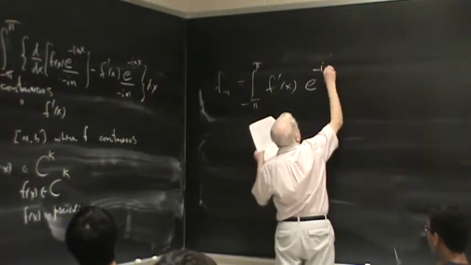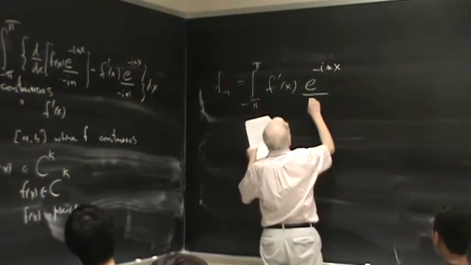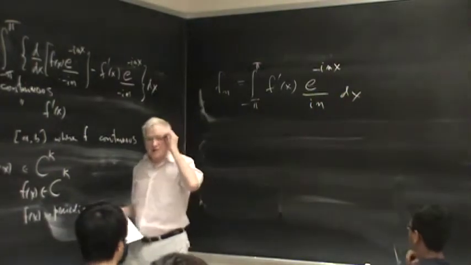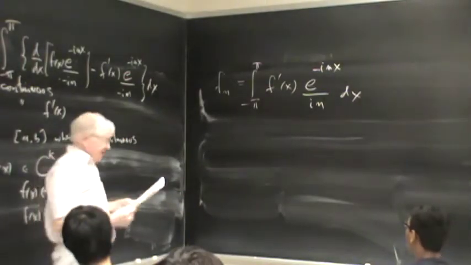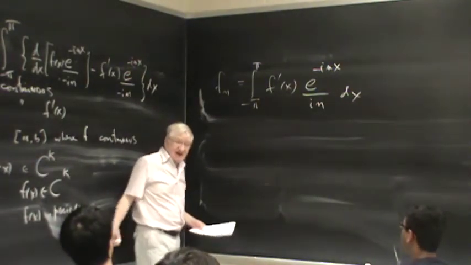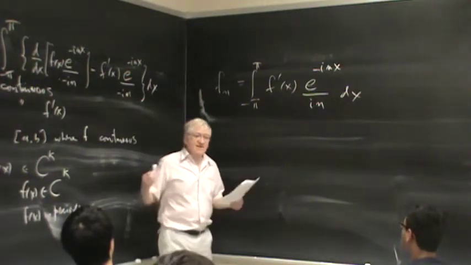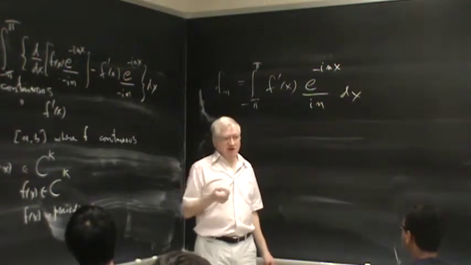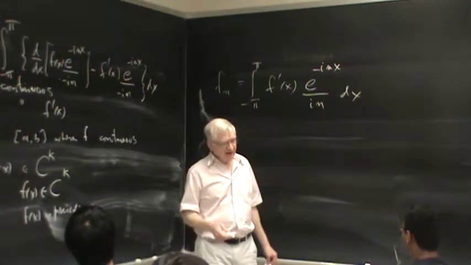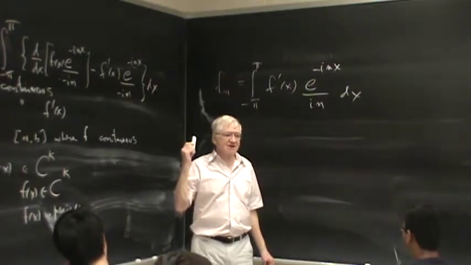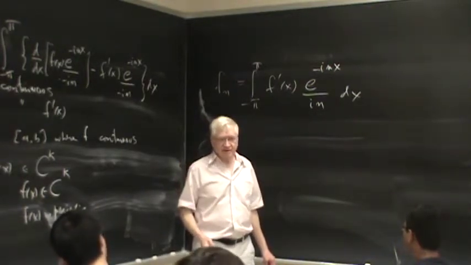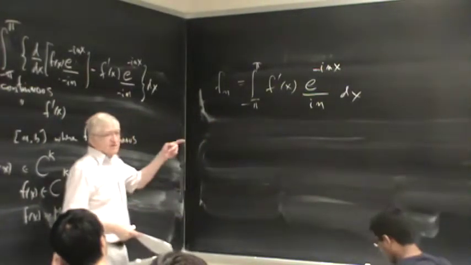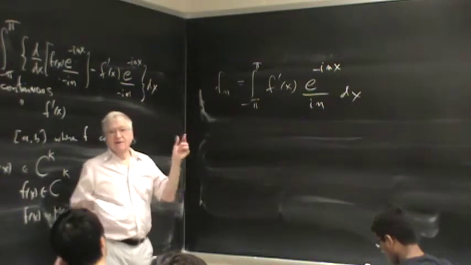e to the minus i n x over i n dx. So that happens when you integrate once. Okay. But you can do this k times because it's in C^k. And each time, one of the curious things about periodicity is it's hereditary. If a function's periodic, then all its derivatives are periodic. And I suppose all its integrals are if you're careful about the limits.